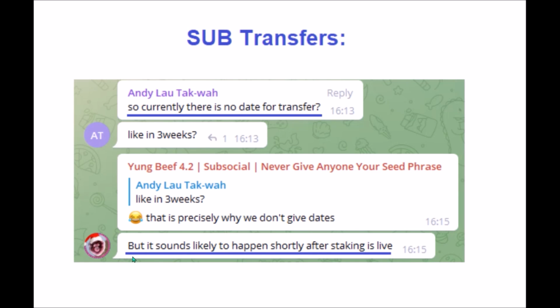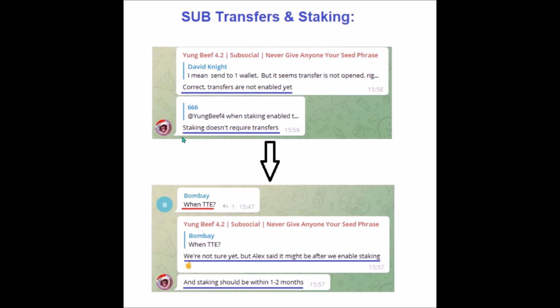And at the end, some fresh info with regards to sub transfers and staking. Sub token transfers are still not enabled and there is no set date as to when they will. It seems, however, they could be enabled shortly after sub collator staking goes live. So since staking does not require transfers to be enabled, first staking will be launched and then transfers enabled. Staking should be live in 1 to 2 months, so between October to November.